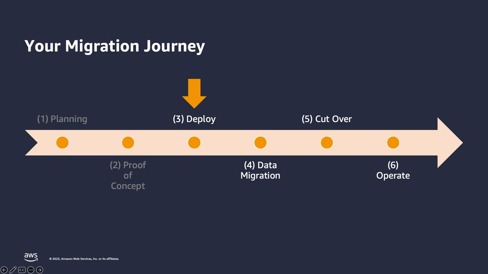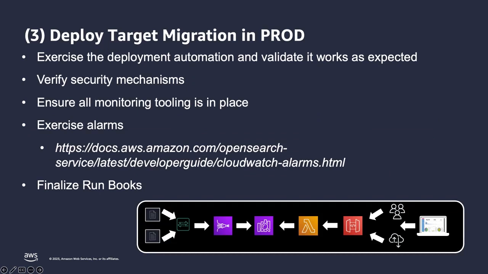The third phase in your migration journey will be deploying the target migration cluster or infrastructure or any other infrastructure components in your production environment. This is where you get to exercise the deployment automation and validate it works as expected in terms of the infrastructure. And then IAM permissions, which require the security aspect, and monitoring as well.